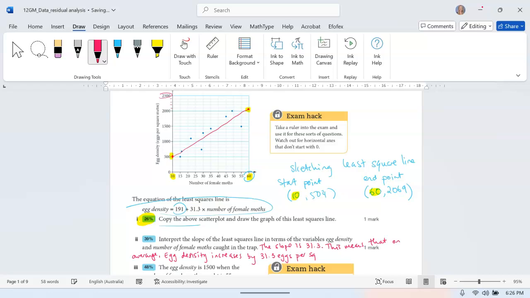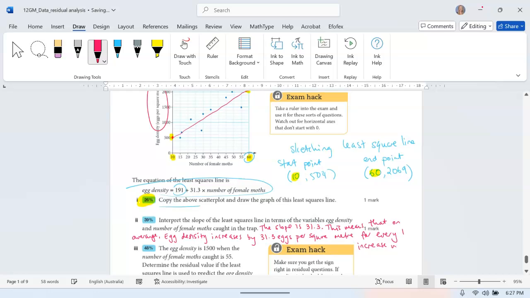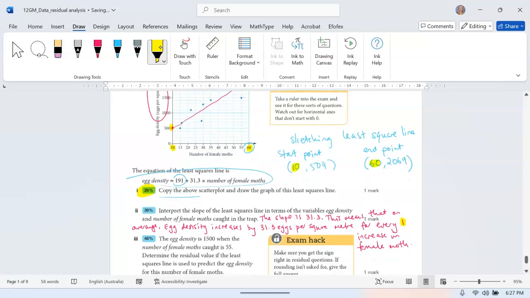See how the units are in the brackets up here? Square meter for every 1 increase in female moths. And that's not a continuous variable, so it doesn't have units there. So in female moths, you need to have that 1 there. I wonder if that's why it was so poorly done. All right, you need to have that 1.